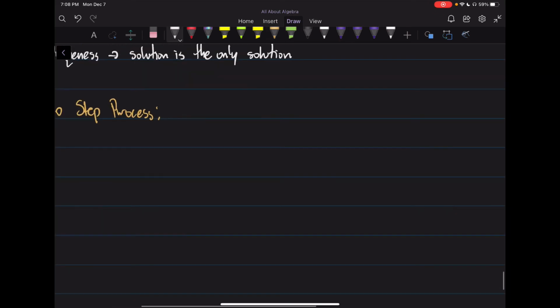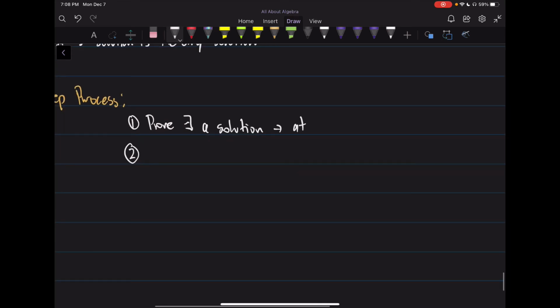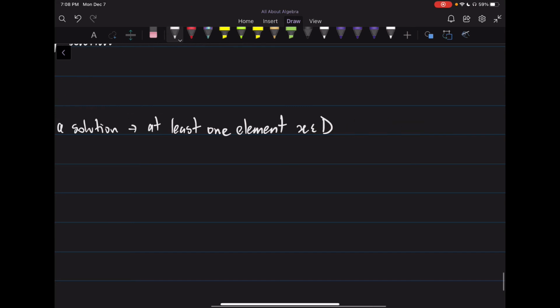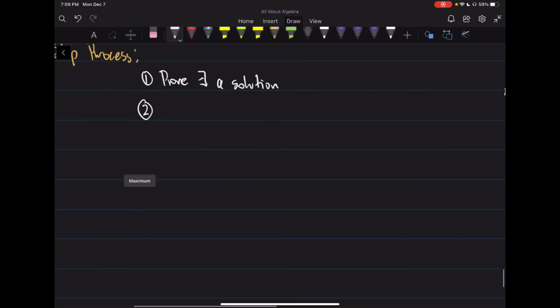I'm going to show you my two steps and then an alternate way of doing it. So prove there exists a solution. First try to find a solution. First try to show that there exists at least one element x in the domain that satisfies p of x, such that p of x is true.